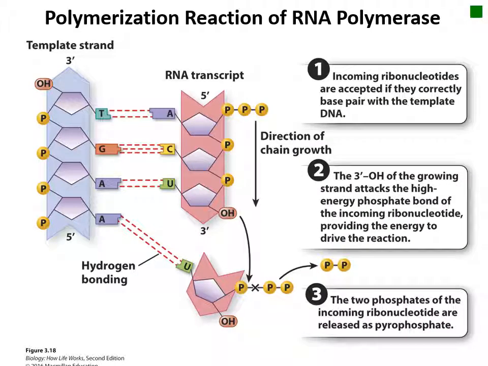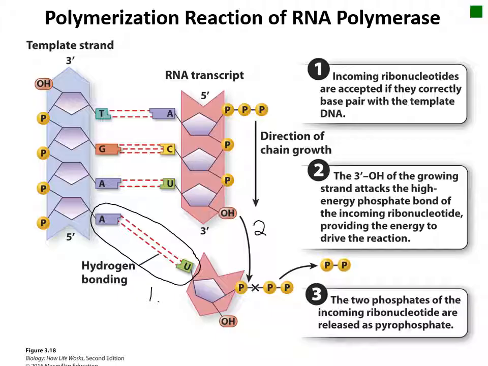RNA polymerase functions by first ensuring that an incoming ribonucleotide is the correct base pair match to the next nucleotide in line on the DNA template strand. It ensures that the ribonucleotide is oriented correctly with its 5' phosphate facing towards the 3' hydroxyl of the RNA strand. The next step is that the 3' hydroxyl of the RNA strand then attacks the high-energy phosphate bond of the next nucleotide to be added to the chain, forming the phosphodiester bond that connects one nucleotide to the next.